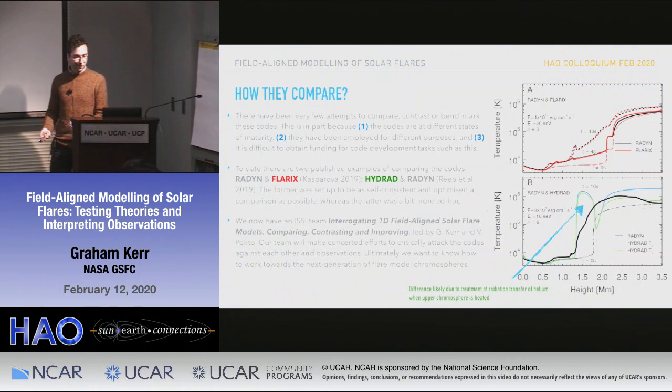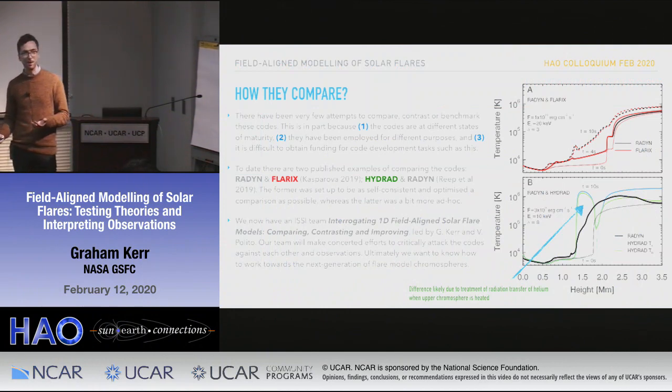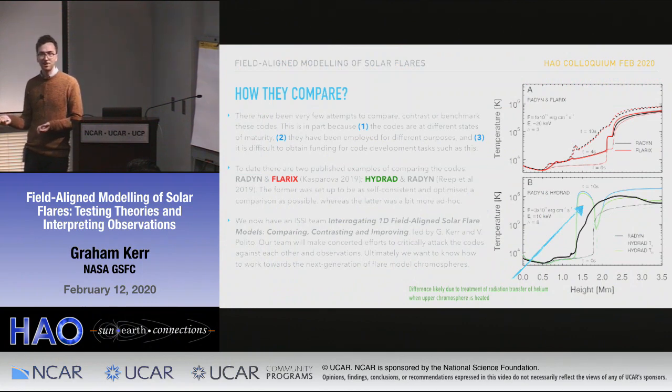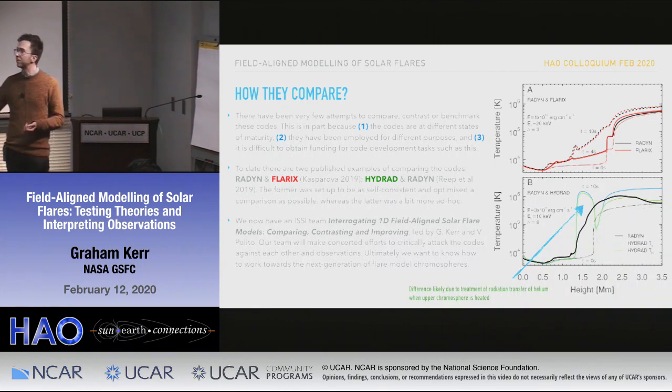And these are just the code papers as they are. One question that seems obvious, but hasn't really been done, is how do these codes compare to each other? And the answer is, well, we're starting to do that now. That's because they are in different states of development, and they've been used for different purposes over the years. But also, it's not easy to get funding for this sort of code comparison.